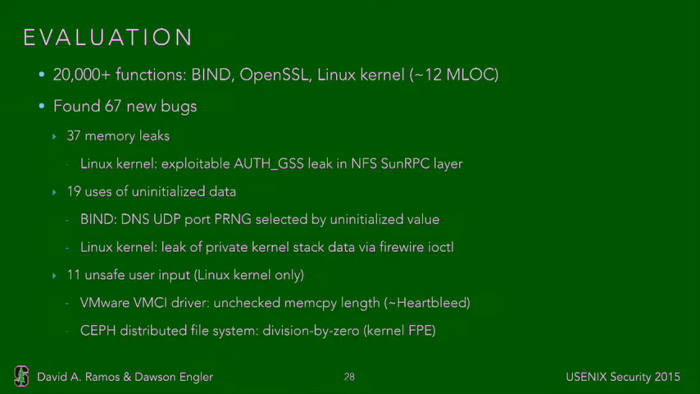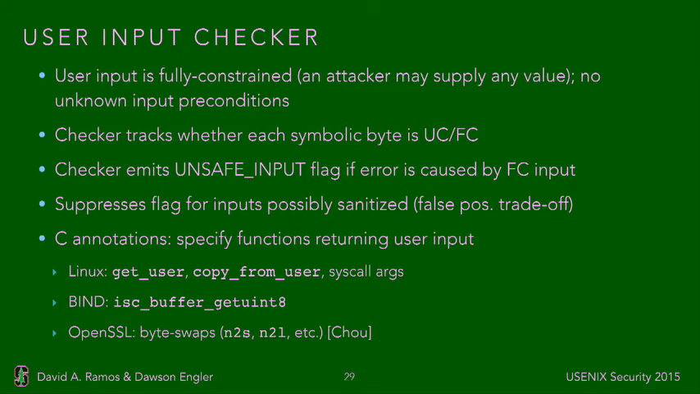And we evaluated these checkers on over 20,000 functions from BIND, OpenSSL, and even the Linux kernel. And we found 67 new bugs, including 37 memory leaks, 19 uses of uninitialized data, and 11 unsafe uses of user input, all of which were in the Linux kernel. So the user input checker is probably the most interesting of the 3, especially to this audience.